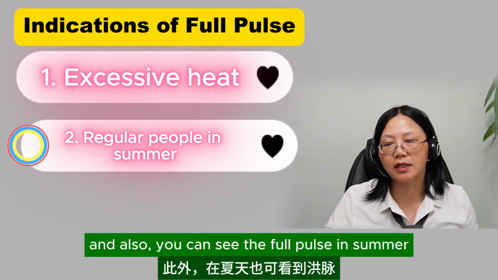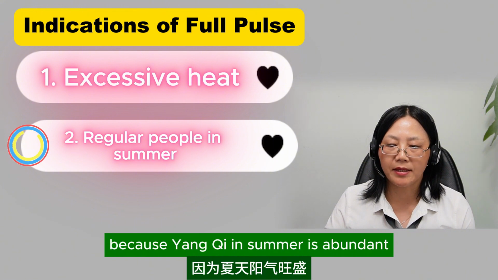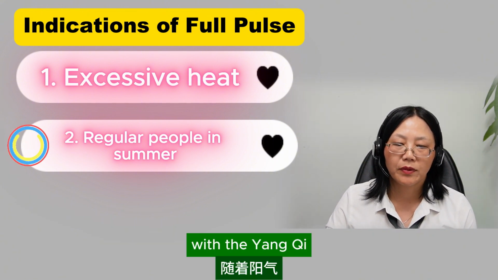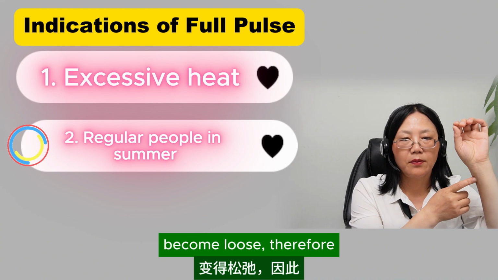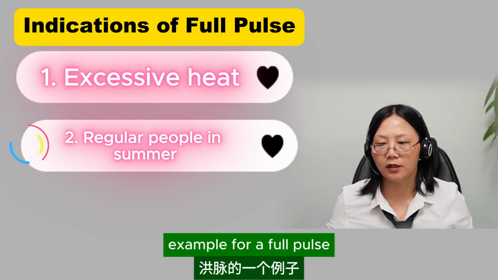And also you can see the full pulse in summer because yang qi in summer is abundant. The sweat pores are open and become loose. Therefore, the pulse is a little bit more full and large.